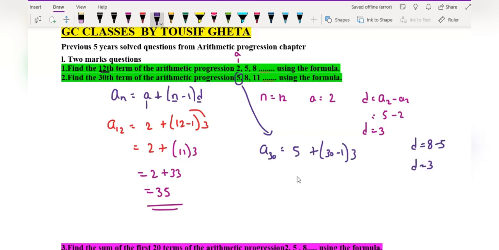So 3 as it is. 5 plus (30 minus 1) will give me 29 times 3. So 5 plus 29 times 3 gives 5 plus 87, which gives 92. The 30th term is 92. That's it for the first and the second one. Let us go with the third one without wasting much time.